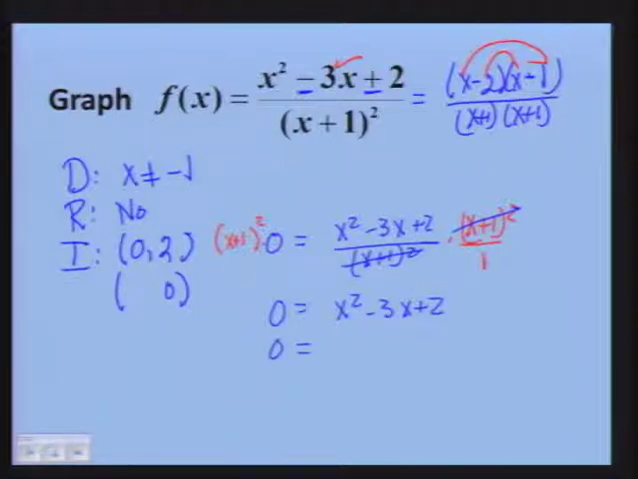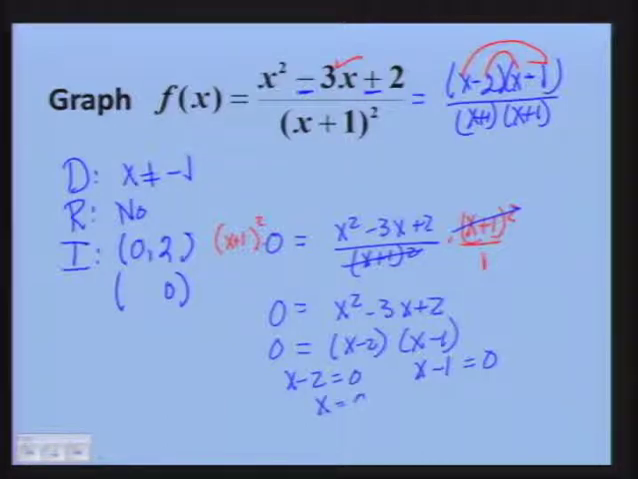I've already factored this one, so I know the factors, x minus 2 and x minus 1. So if I let x minus 2 equal 0 and x minus 1 equal 0, I'll get me some x's. So x equals 2, x equals 1 for my x-intercepts, which means I'm going to graph 2, 0 and 1, 0 when I get ready to graph.